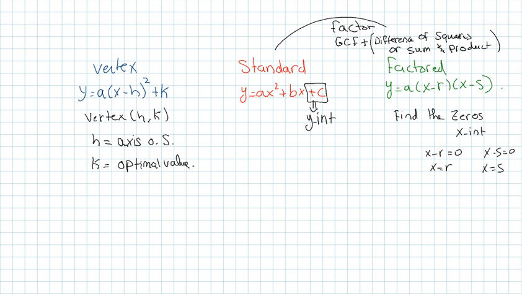Now, what if I have the factored form, but I want to go to the standard because I want to find my y-intercept? What do I do? So I'm in factored form, I want to go to standard form. What do I do? Expand. Right? We also know it as FOIL, right? But the question will not tell you to FOIL, the question will ask you to expand. Good.